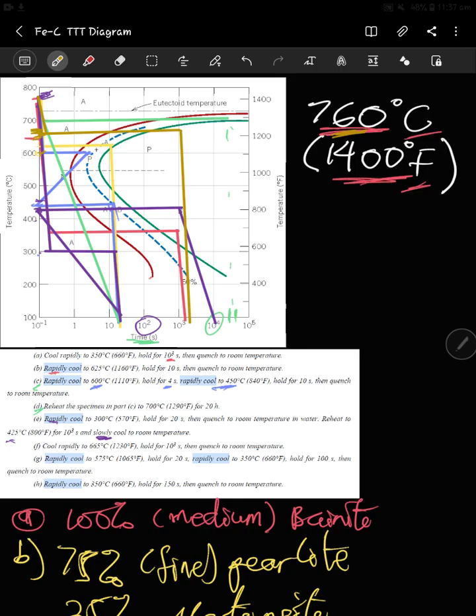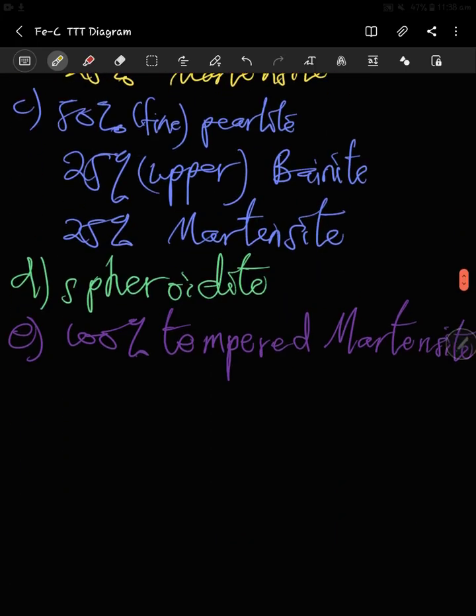So we have 100% austenite, right? And then we are still in the pearlite region, right? We hold, and because we've crossed the middle, we've crossed the end point, we get 100% pearlite, right? And then we quench. Pearlite doesn't transform to martensite, so what type of pearlite is that? We know the boundary of the fine and coarse pearlite to be 650, and when we are above 650, we have coarse pearlite, right?